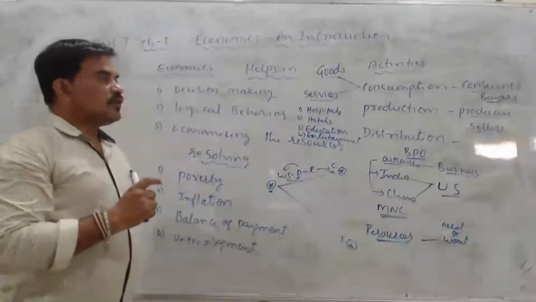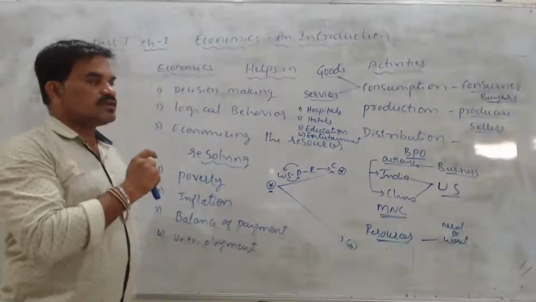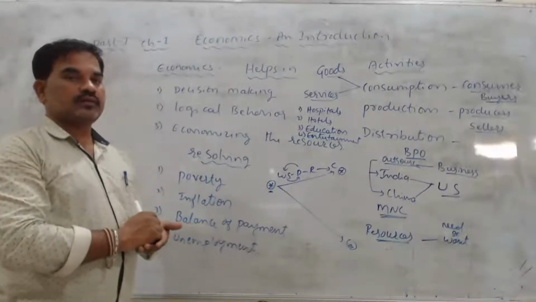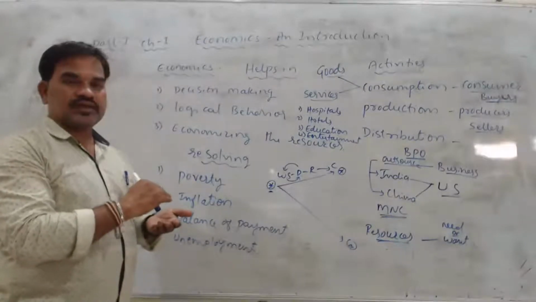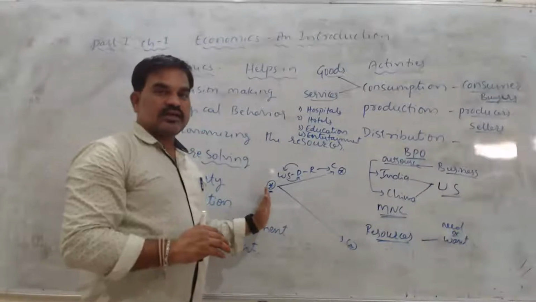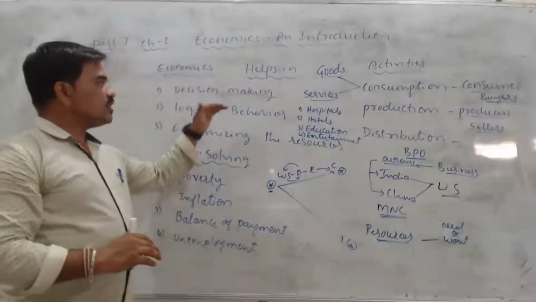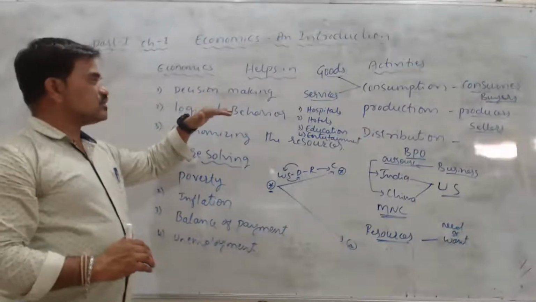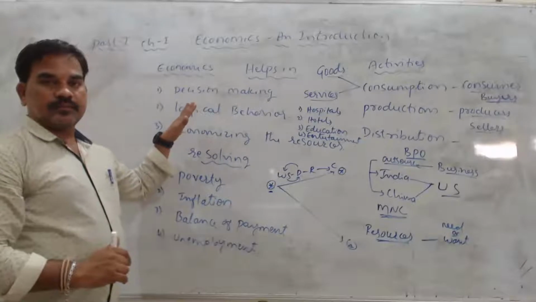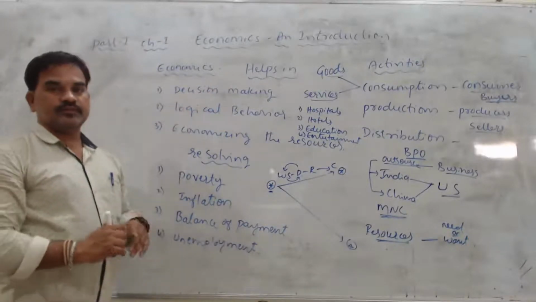Okay, we need to use the limited resources in a very smart way, and we can reduce the cost of production. By reducing the cost, we can produce a good product at lower expense. For that we need to take a better decision, and we need to behave logically. That's why this economics helps us in logical behavior.